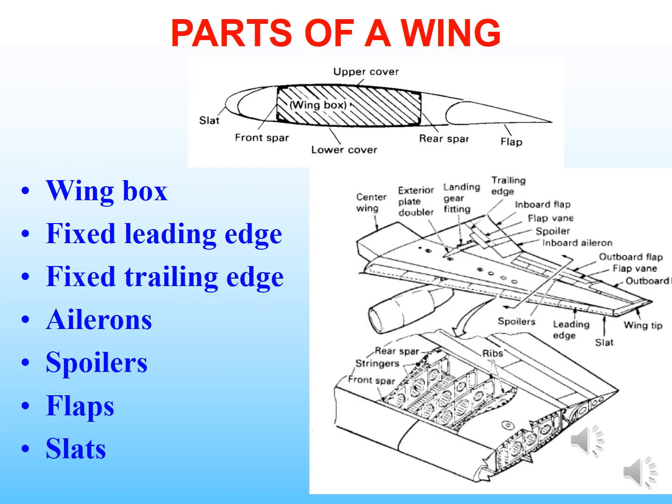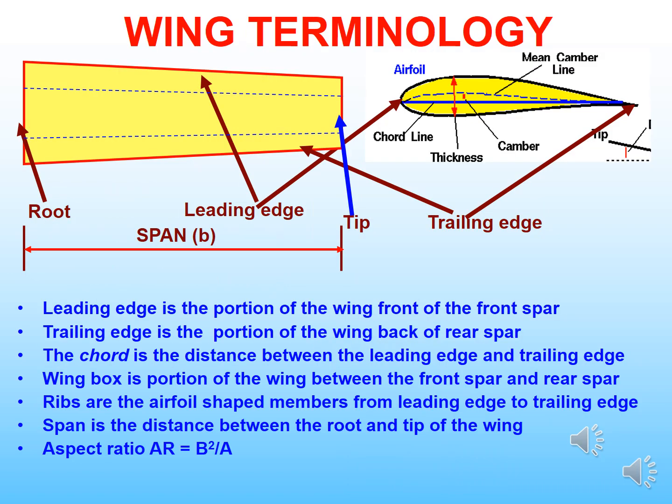The parts which constitute a wing are wing box, fixed leading edge, fixed trailing edge, ailerons, spoilers, flaps and slats. In the picture you can see the different parts of the wing. Terminology of wing. The leading edge is the portion of the wing in front of the front spar. Trailing edge is the portion of the wing behind the rear spar.